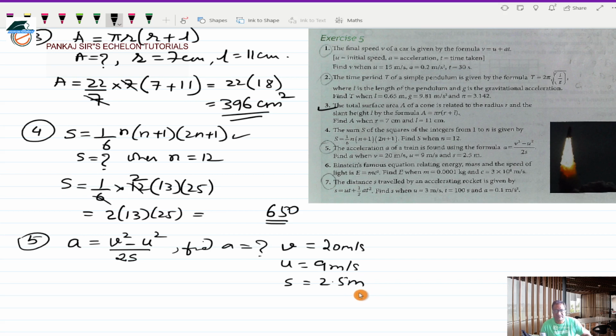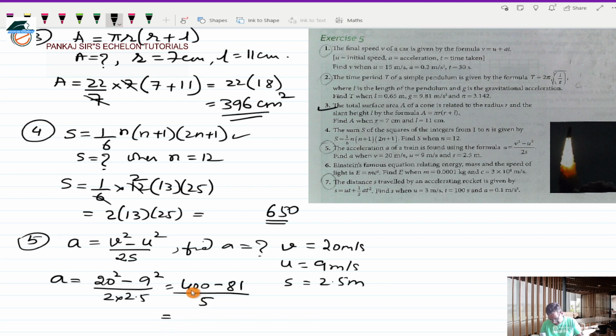Okay, so let us try to find out the acceleration now. So we'll just plug in the value. A will be equal to V square, means it will be 20 square, minus U square means it will be 9 square, upon 2 times S, which is how much? 2.5. This will work out to 20 square is 400, 9 square is 81, so 400 minus 81, and 2.5 into 2 will be 5. Okay. So this should work out to 400 minus 81 divided by 5. So let me work out that 400 minus 81 is equal to 319. Okay. So this is 319 divided by 5.